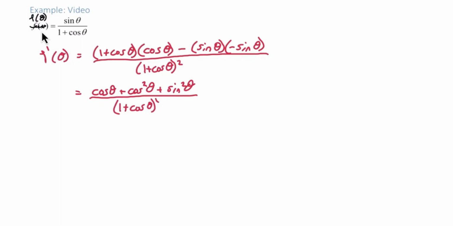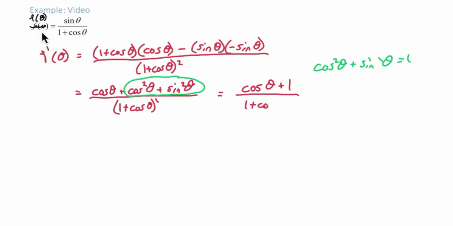Next, we want to recognize that there is a trig identity hidden in the numerator here. Remember that cosine squared theta plus sine squared theta is 1. So we can actually simplify that numerator a bit. We get cosine theta plus 1 over 1 plus cosine theta squared. Now notice that the numerator and denominator have the same factor, so we can reduce one of those factors out, leaving us with 1 over 1 plus cosine theta.